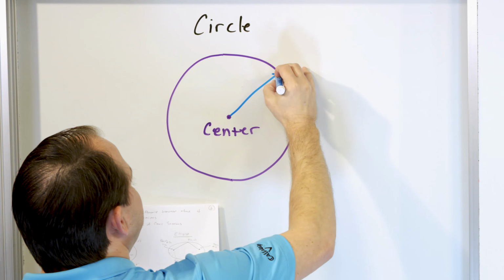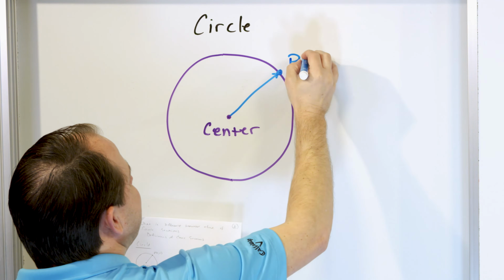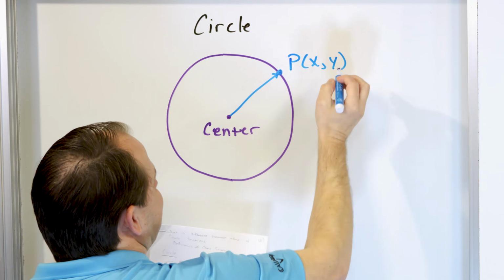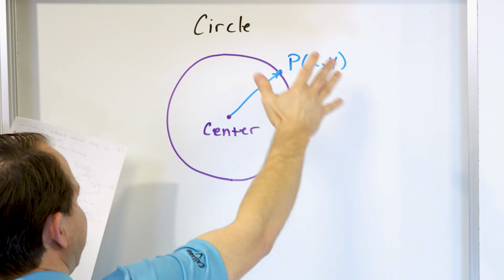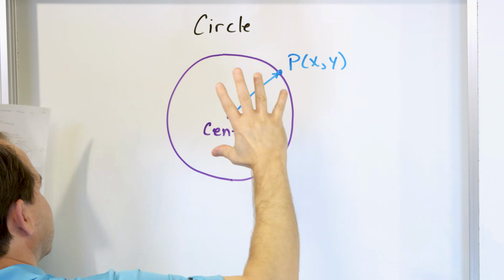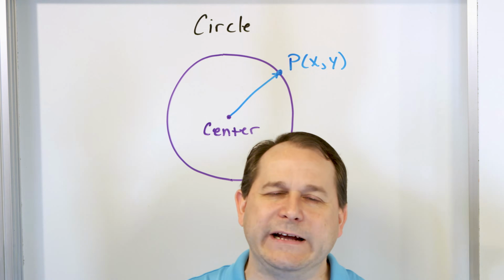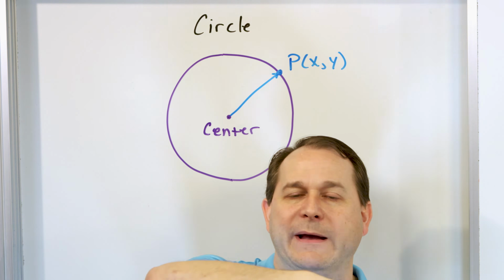And I'm going to put a point P on the edge of the circle here. I'm going to call this point P (x, y). Why am I doing that? Because if you can imagine an xy plane, I'm not going to draw a grid here, where the circle is sitting on top of the xy plane, then what we want to do is write an equation down that talks about the shape of the circle.